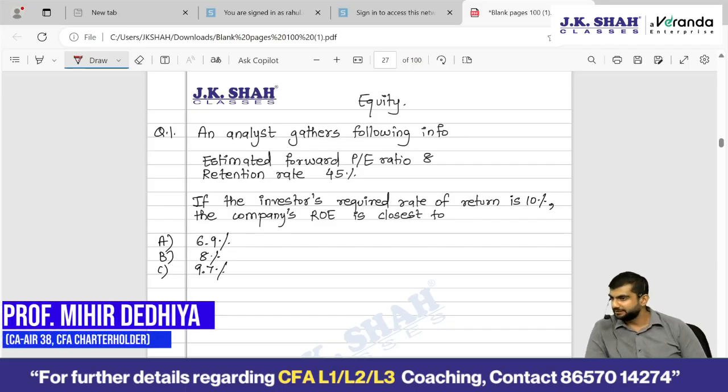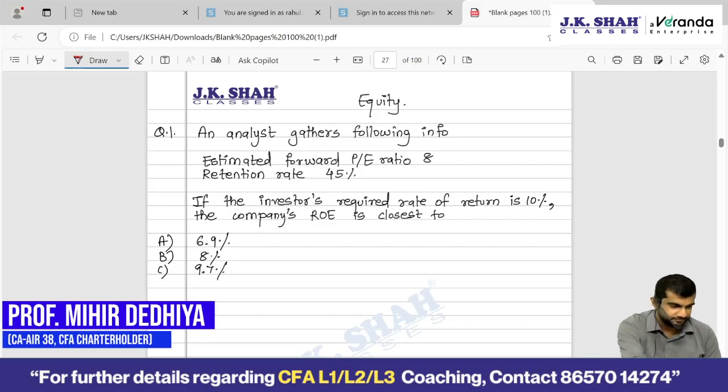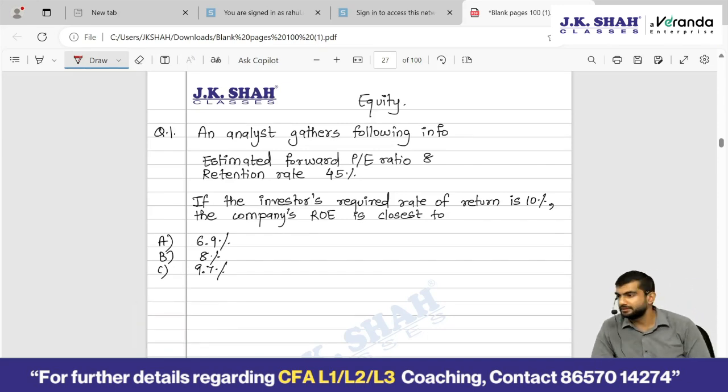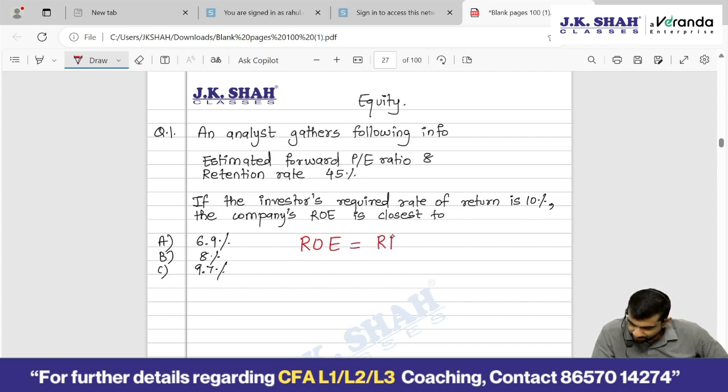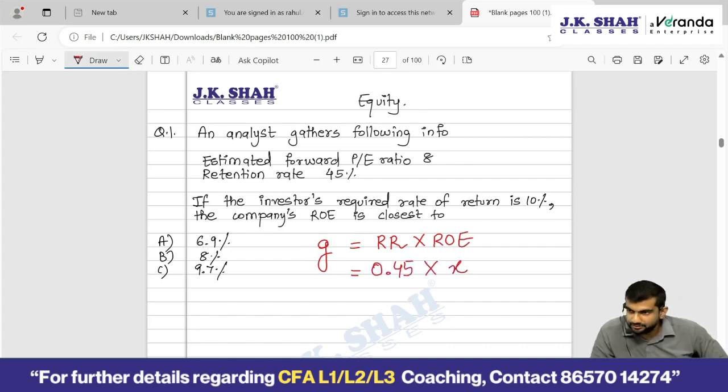Time for equity. Now what do we want? ROE. With whatever info I have, first I'll try to pen it down. Growth is retention ratio into return on equity. Retention ratio is given. ROE we have to find out.